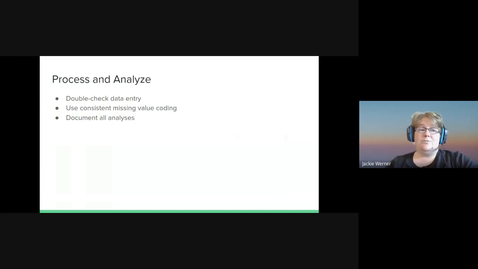You also want to use consistent missing value coding. So something like 999, something that's not going to show up in the normal course of your research, is good, and it makes it a lot easier to process your data if all the missing values are coded the same way.